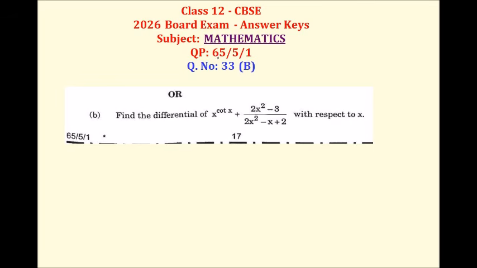Subject Mathematics. Question paper code 6551. And the question number is 33B. Find the differential of x to the power cot x plus 2x square minus 3 divided by 2x square minus x plus 2 with respect to x.